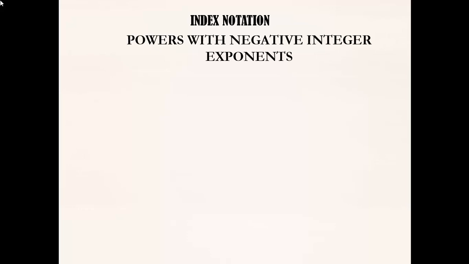Let's look at another category, and that is powers with negative integer exponents. When we have a to the power negative 1, what it simply means is the reciprocal of a to the power 1, and that is going to be 1 over a to the power 1, which is going to be equal to 1 over a simply. Similarly, a to the power negative 3 also means 1 over a to the power 3, which can also be written as 1 over a times a times a.